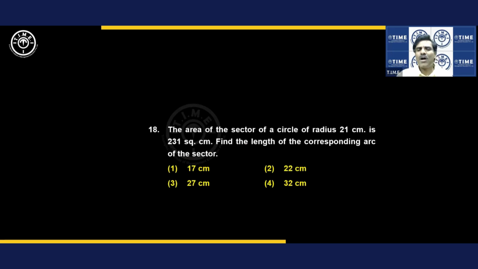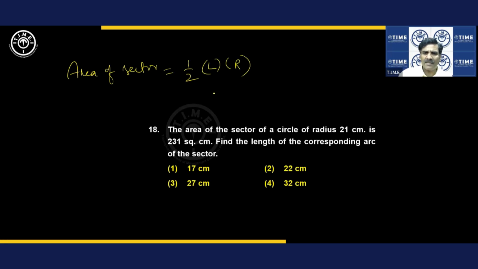The area of the sector of a circle of radius 21 centimeters is 231 square centimeters. Find the length of the corresponding arc of the sector. We all know the area of a sector is given by half LR, where L is the length of the arc and R is the radius of the circle. So the area of the sector is given as 231, half into the length of the arc, which we don't know, but the radius of the circle is given as 21 centimeters.